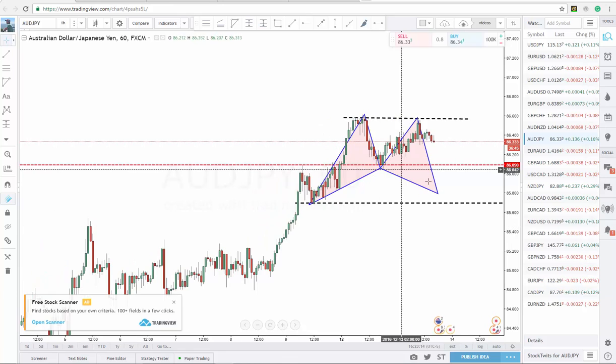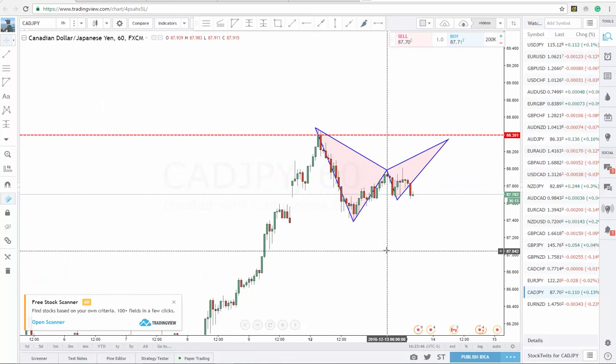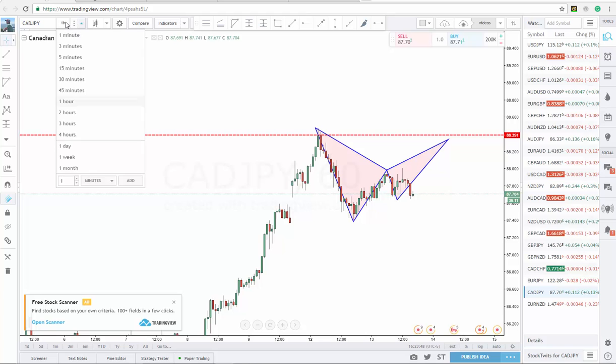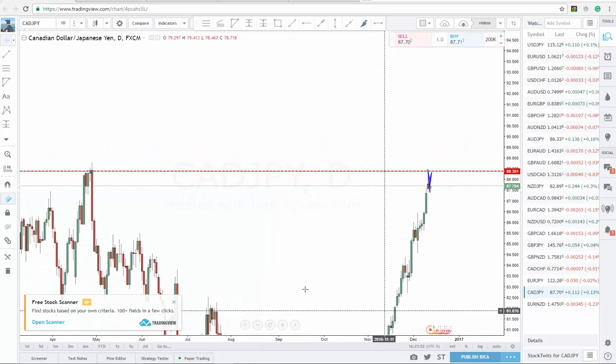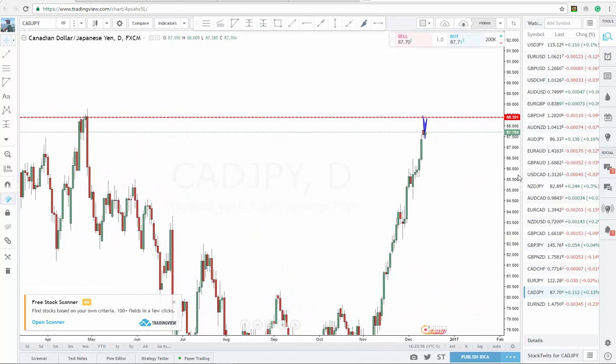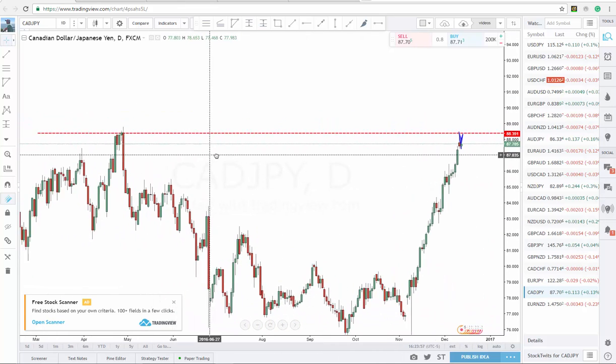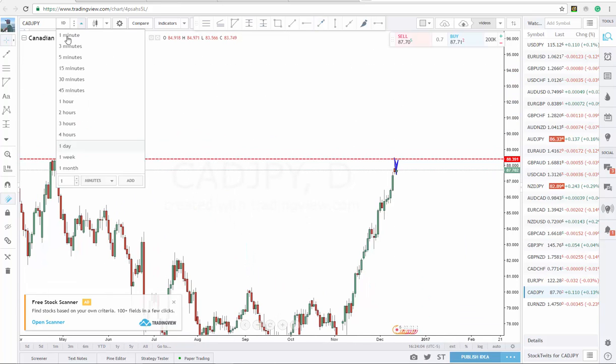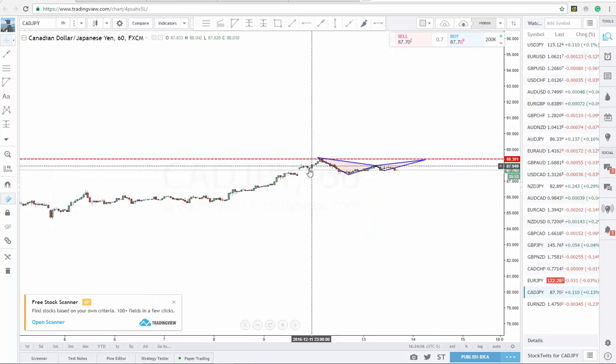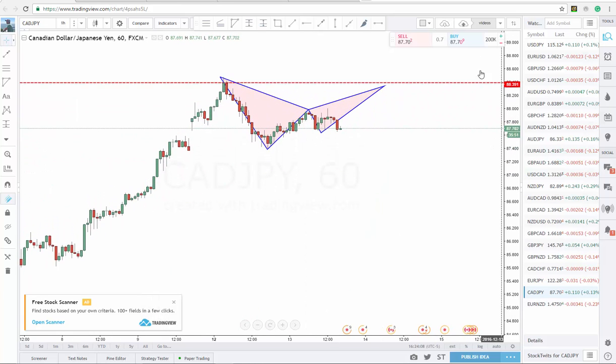Here on the Aussie Yen, we have a bat pattern setting up here on the CAD Yen, and another example of using some top-down analysis beforehand. As you can see, we have run up into a pretty prominent daily level of structure here if we look straight across, and since then the market has been pushed down. Go back to our hourly chart.